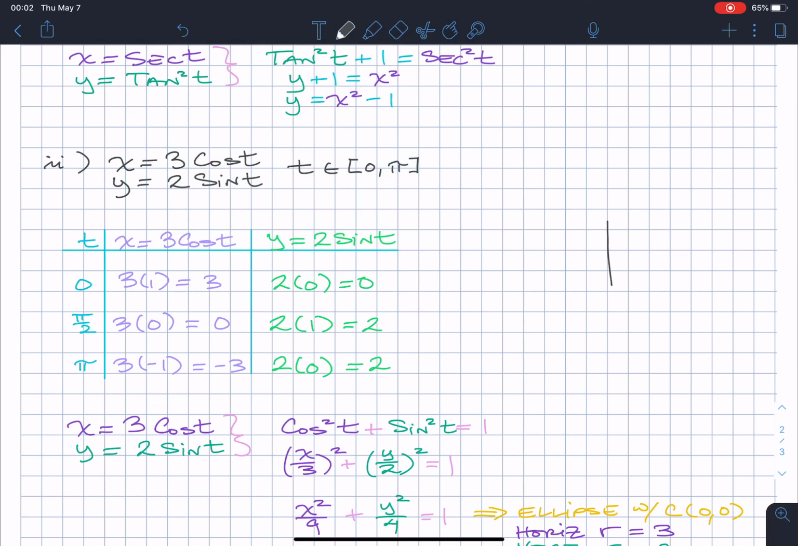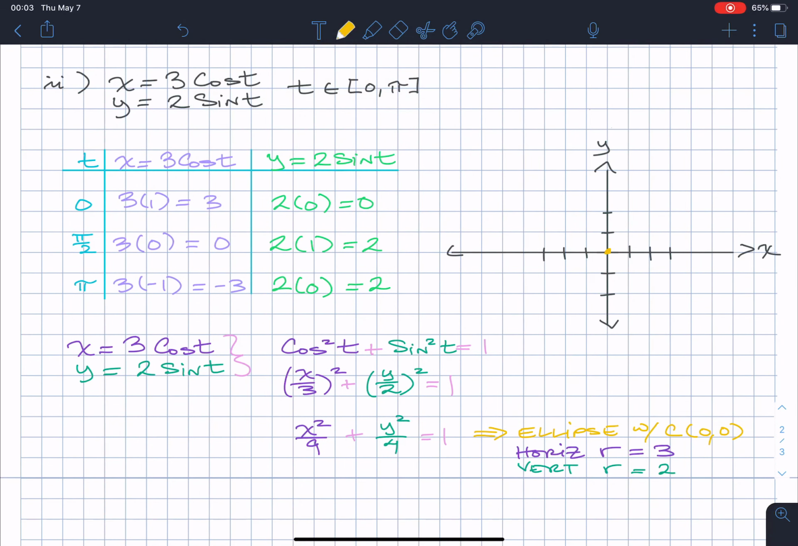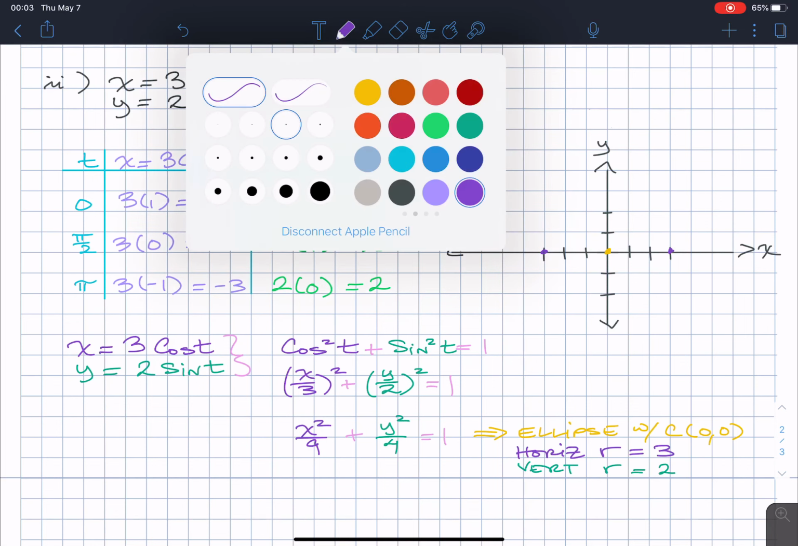So x and y coordinate axes, I claim that this is an ellipse centered at the origin. Why is it I can never make these even? Do not know what it is. Okay, so 1, 2, 3, 1, 2, 1, 2, 3, 1, 2. So this would be an ellipse centered at (0, 0) with horizontal radius 3 and vertical radius 2.